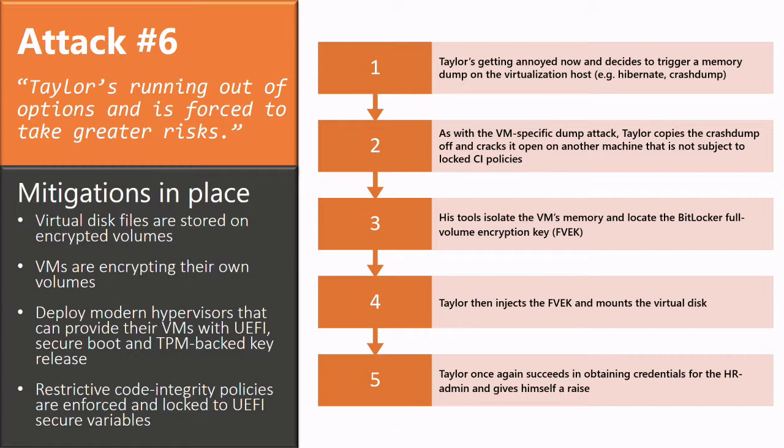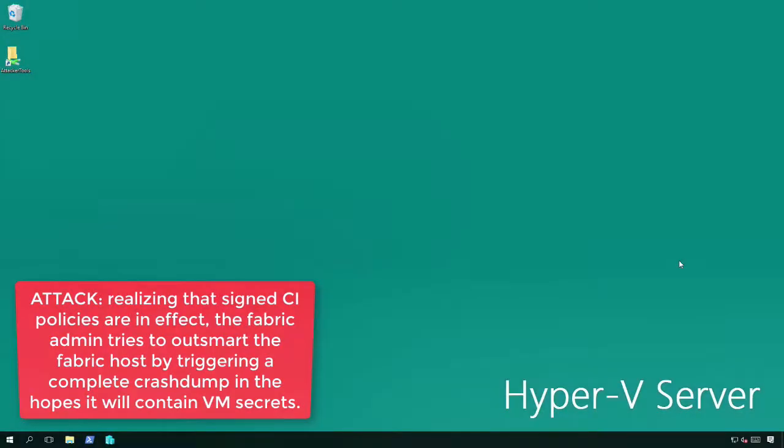So by crash dumping the entire host, he's very much revealing himself. So he's kind of desperate at this stage. He must get paid an absolute pittance to keep on this much. This is similar to the VM-specific dump, except it's the whole host. Okay, so let's see exactly how he's going to do this.